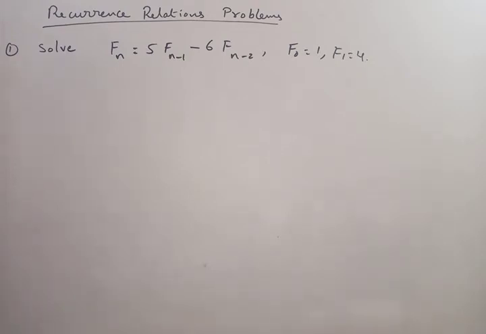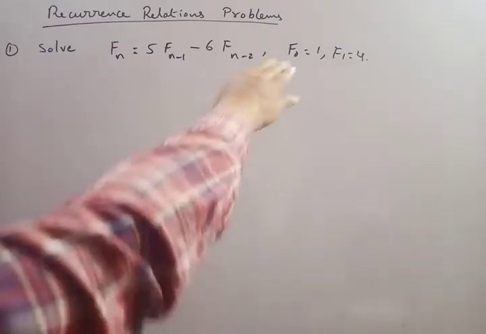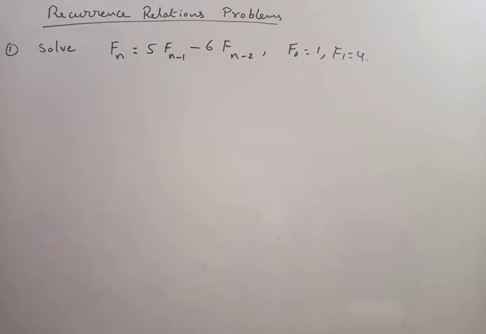So in this class we will see more problems on recurrence relations. This is a previous year question paper problem. See the problem over here. What is the problem? Solve fn = 5 fn-1 - 6 fn-2, and the initial conditions given are f0 = 1 and f1 = 4. So how to solve?